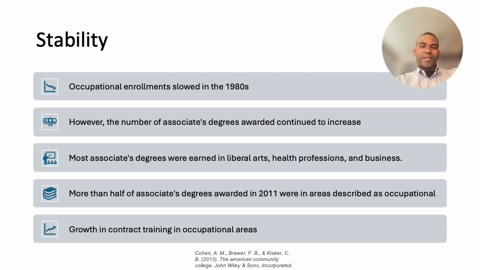Other trends: there was also a trend, I would say, in the 1980s that was really encouraging going to college and getting a bachelor's degree, and some of that was due to competitiveness with other countries and not being competitive in that area, and so there was a real emphasis there, which may also have slowed down occupational enrollments.